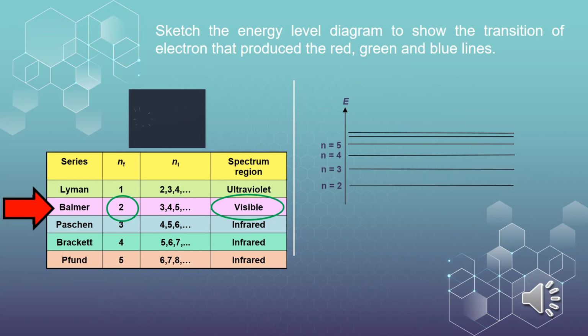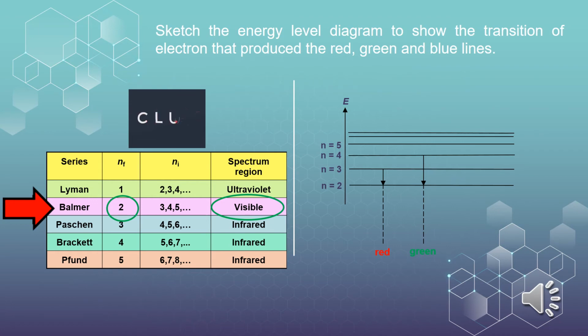Now, it is about the transition of the electron. Since the red line is formed and its wavelength is the highest, compared to the green and blue lines, it is understood that the electron dropped from n equals 3 to n equals 2. Then, the second transition is when the electron dropped from n equals 4 to n equals 2, which corresponds to the green line.